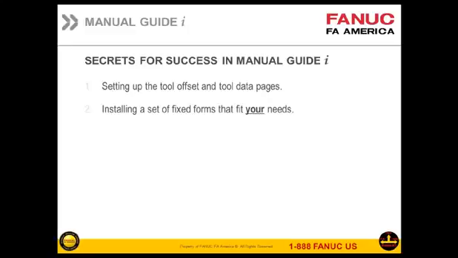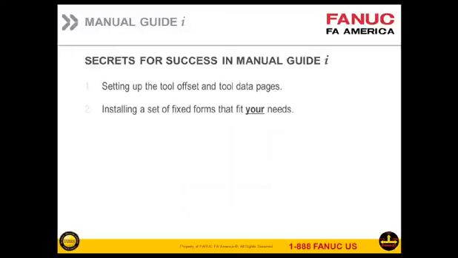Number 1, the tool offset and the tool data pages associated with the lathe package. It's important that you set those up correctly. The tool types and all the information that goes with each particular tool. Then number 2, you set up a set of fixed forms that fit your needs, as we discussed before, where the flexibility is, where the fixed forms are what you want. The way you want to start a program, the way you go to do a tool change, the way you start the spindle, make them set up to fit your needs.